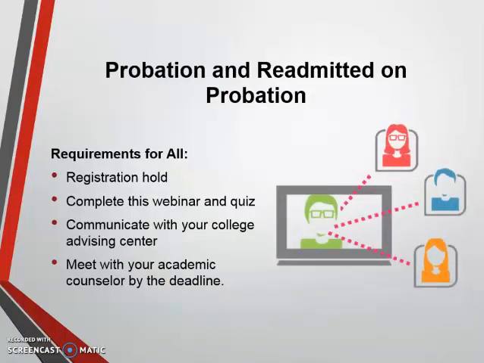Let's review the consequences of your academic standing. All students who are on academic probation or are readmitted on probation will have a registration hold. Complete this workshop including the quiz and follow through with your college advising requirements to have your registration hold removed. Check with your respective college advising center for your requirements and continue to monitor your Fresno State email. You must meet with your counselor to follow up by the advertised deadline.